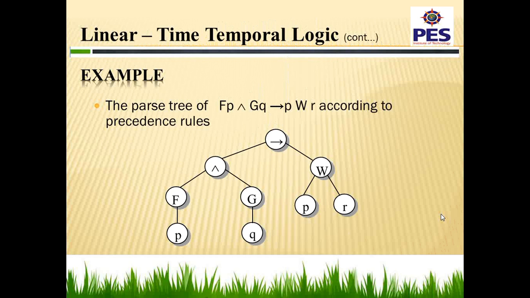As you are seeing, it first parses implies, later the F and G, and weak until. These are all the temporal logics. F, G, with P, Q as propositional logic: F is future, or eventually, and Q is global, and P weak until R, as you see in the picture.